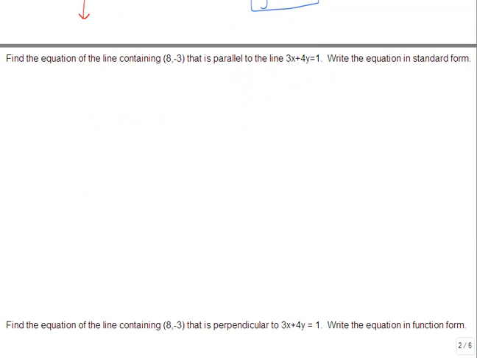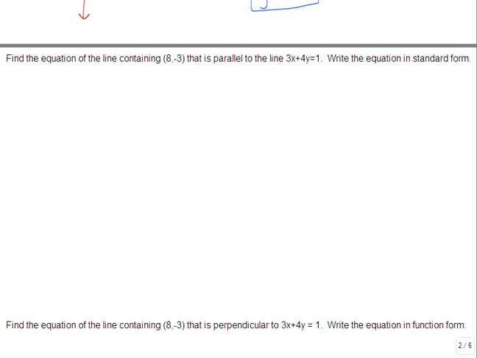Okay, the next example. Find the equation of the line containing (8, -3) that is parallel to the line 3x plus 4y equals 1. Write the equation in standard form. So we'll worry about the form later. Let's first find the equation of the line.